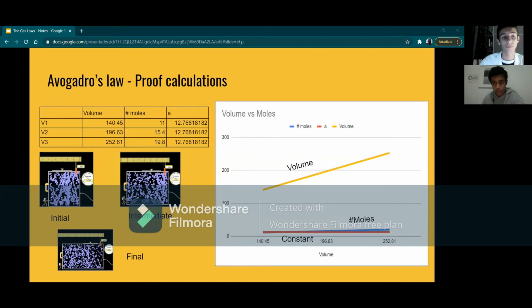So here we have the chart that contains the data that we obtained. The yellow line represents the volume, the blue line represents the number of moles, and the red line represents the constant, which is also the dividend of the volume by the number of moles. Avogadro's law can also be shown in a balloon practically. For example, if you were to blow air into a balloon, you would be practically adding more moles to the balloon, which would make it so that the balloon expands. That is the reason why a balloon expands when you add air to it. And that is what is shown in the graph.